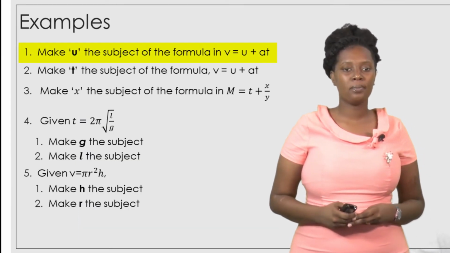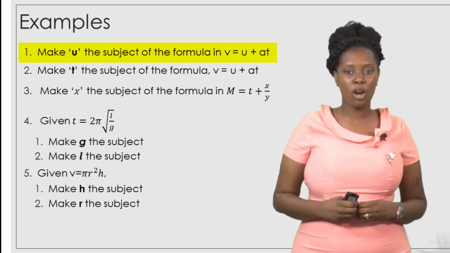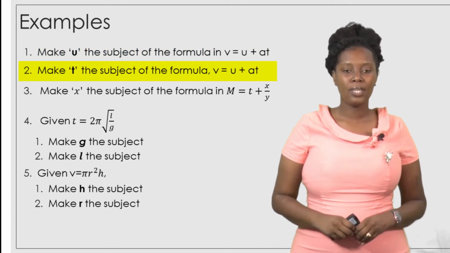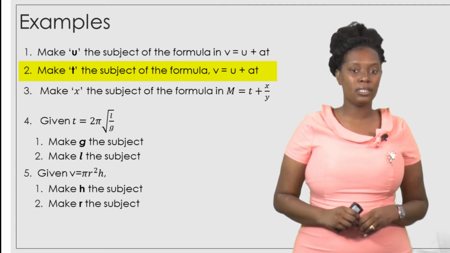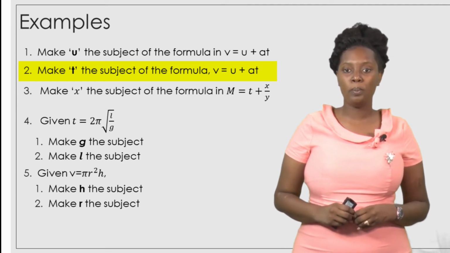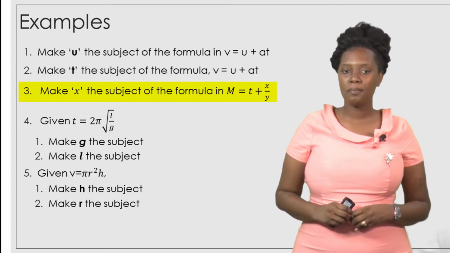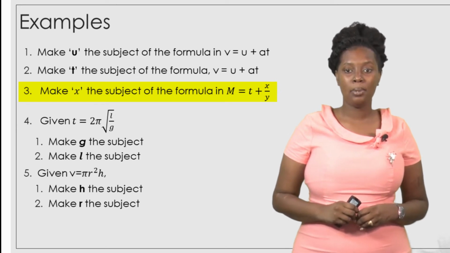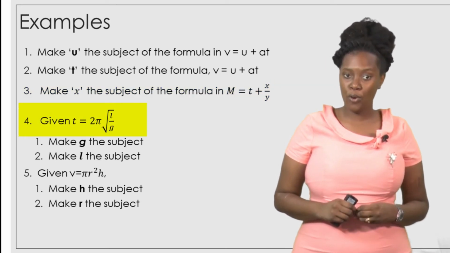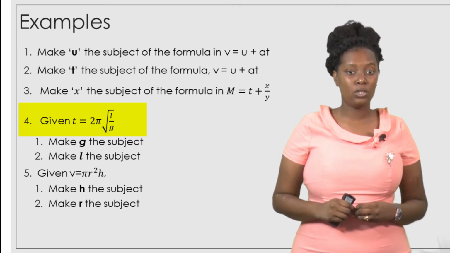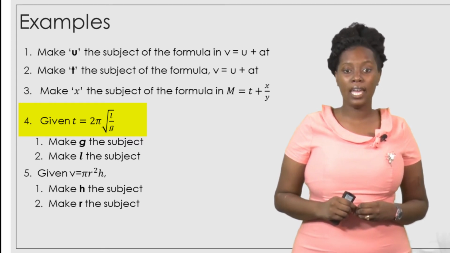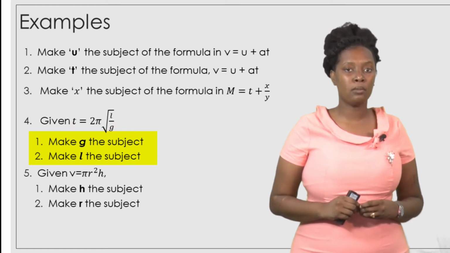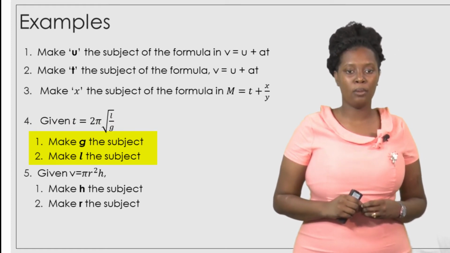Examples, number 1, make U the subject of the formula in V equals U plus AT. Number 2, make T the subject of the formula in V equals U plus AT. Number 3, make X the subject of the formula in M is equal to T plus X over Y. Number 4, given T is equal to 2 pi square root L over G. Number 1, make G the subject of the formula, and number 2, make L the subject of the formula.